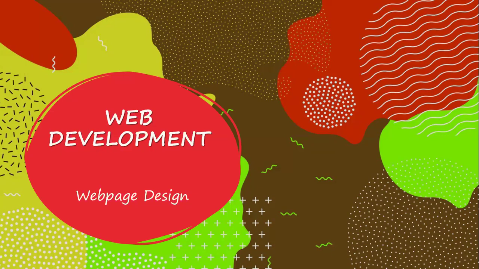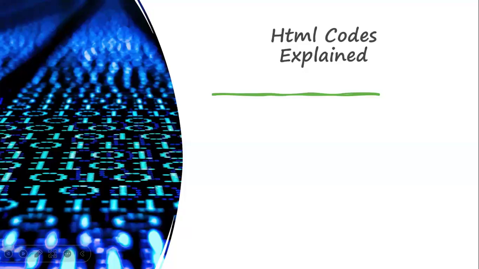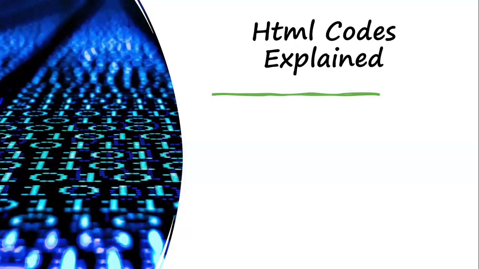The chapter is web development, and we are still discussing web page design. So far in our previous video, we were discussing an activity, and also an example of a written web page with various codes. I hope that was clear. So today, let's see some HTML codes explained. Here we'll be seeing some HTML codes and their explanations. So let's dive into it.